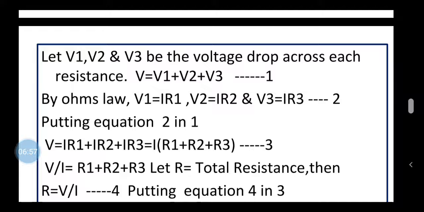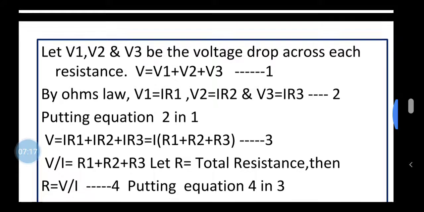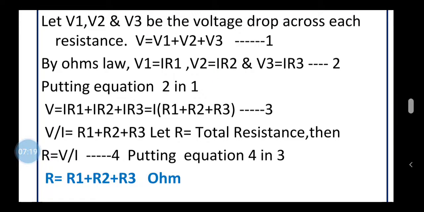Now apply Ohm's law to the individual resistances. Now you can write V1 is equal to I into R1, V2 is equal to I into R2 and V3 is equal to I into R3, because I said the same current flows through each of the resistances. Now substitute equation number 2 in equation number 1. So what you get is V is equal to I into R1 plus I into R2 plus I into R3. You take I as common, then V is equal to I into (R1 plus R2 plus R3). You call this as equation number 3.